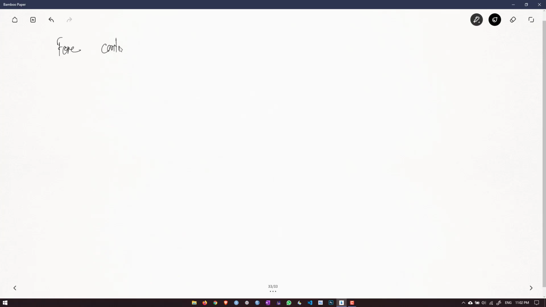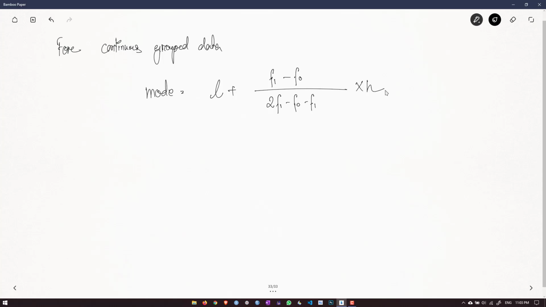For continuous grouped data, mode is equal to L plus (f1 minus f0) divided by (2 times f1 minus f0 minus f2), into h. This is the formula for mode if you are dealing with continuous grouped data, that means if you have class intervals and frequencies.